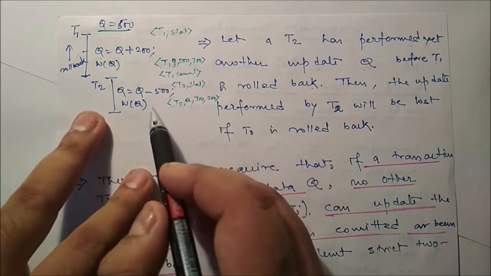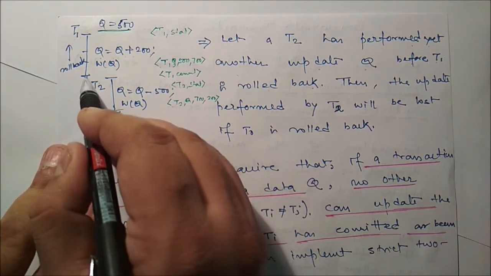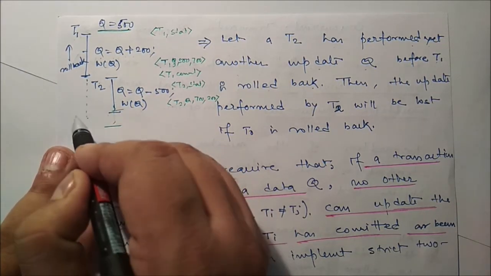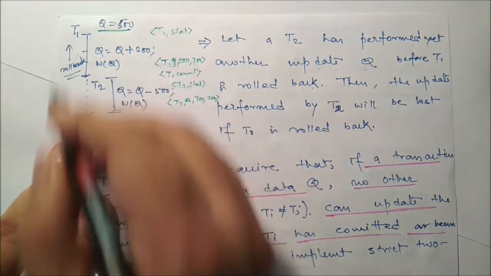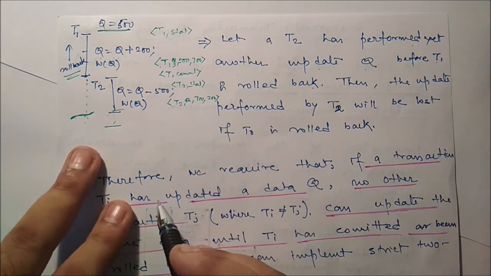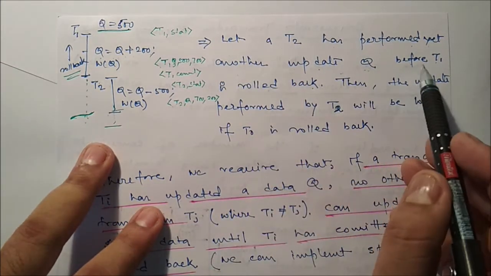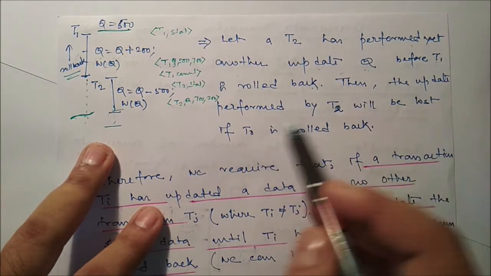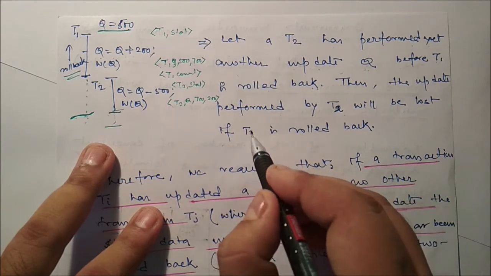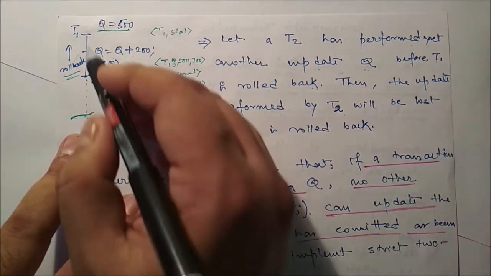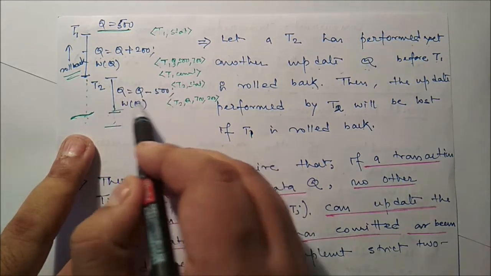Suppose at this position a failure occurs, while T2 is also going on. A failure means you have to roll back T1. Now T2 has performed yet another update on Q before T1 is rolled back. Then the update performed by T2 will be lost if T1 is rolled back. That means if it is rolled back, this particular Q value is not a valid Q value.